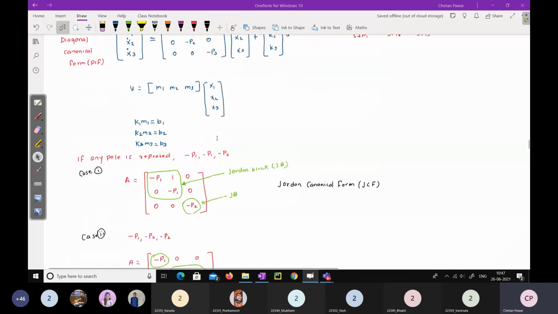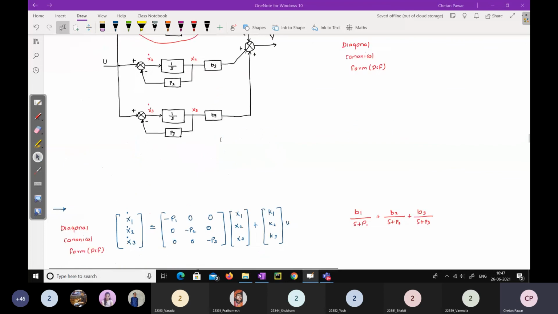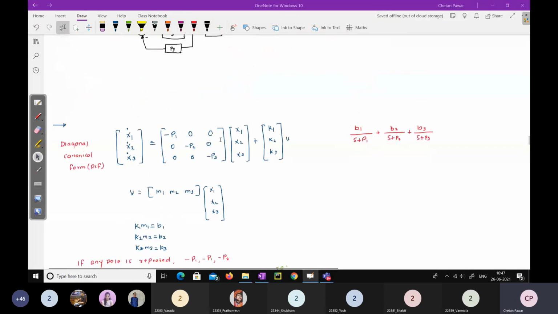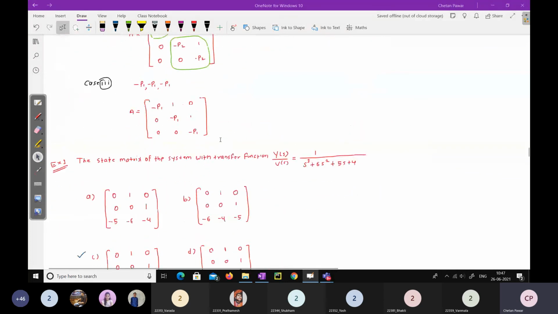Generally, they ask you about a diagonal canonical only. But all these are competitive exam level questions. You just see it. Okay.